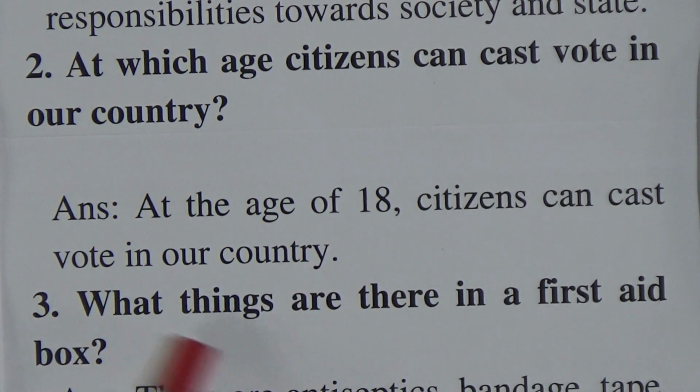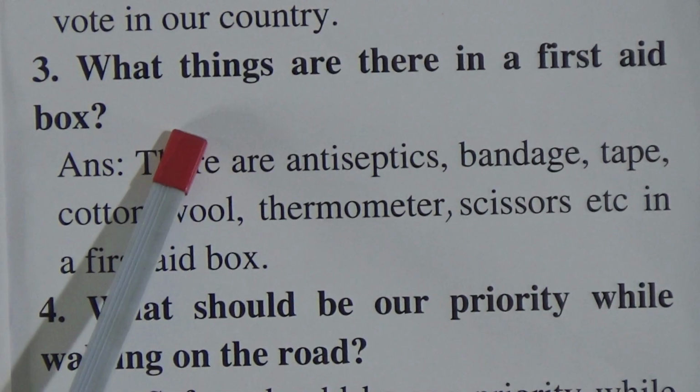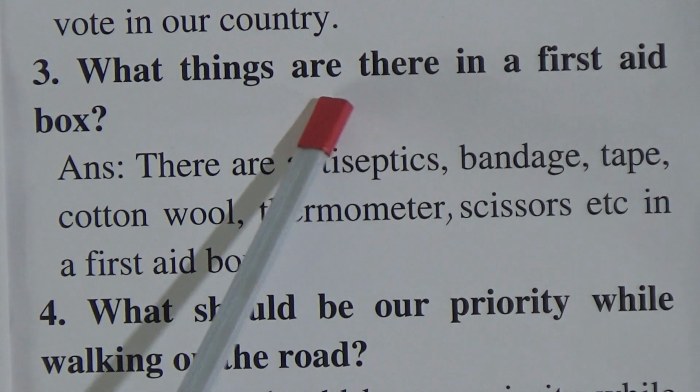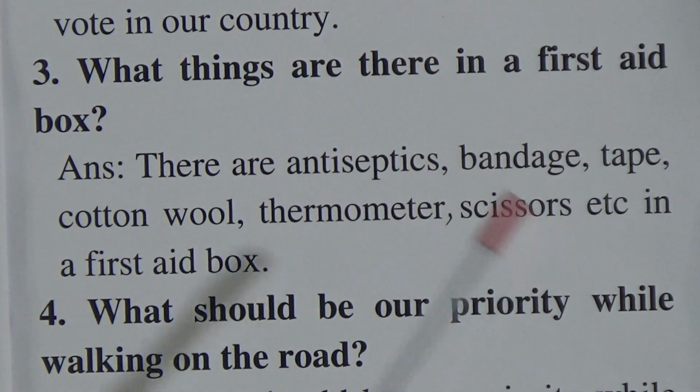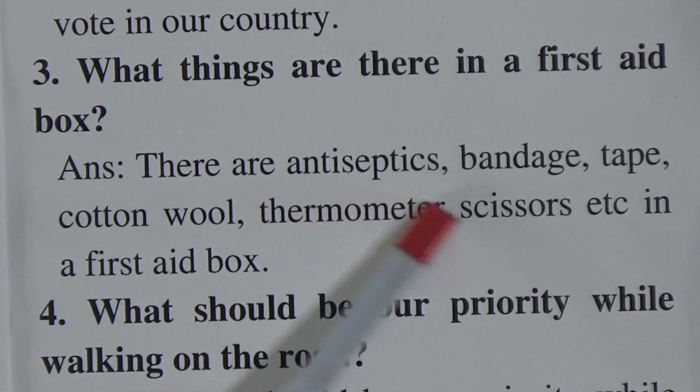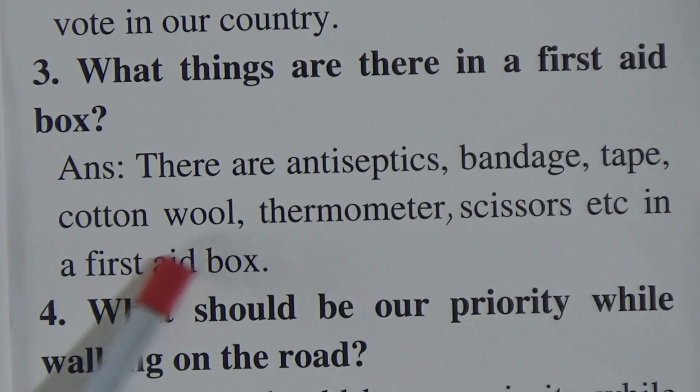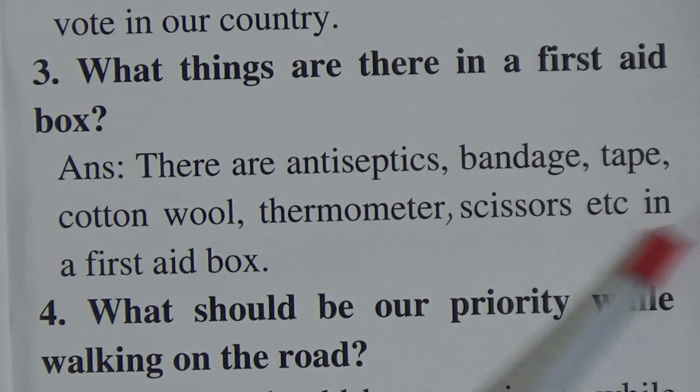Number 3, what things are there in our first aid box? Yes, we all know that there will be antiseptics, cream, bandage, tape, scissors, etc. So there are antiseptics, bandage, tape, cotton wool, thermometer, scissors, etc. in our first aid box.